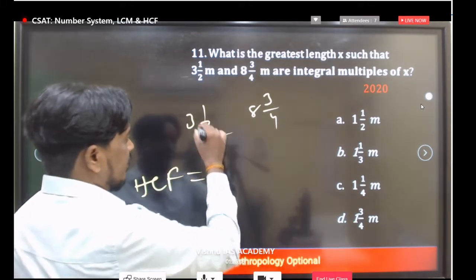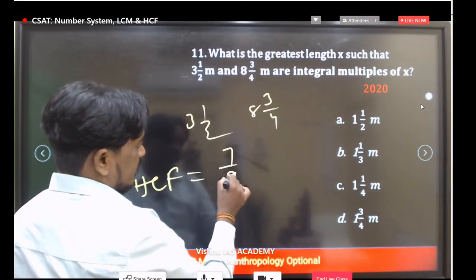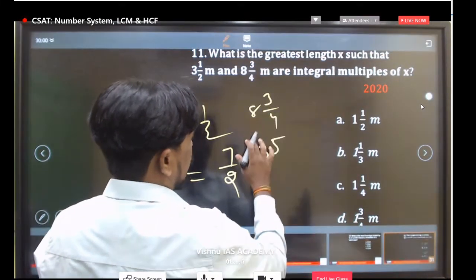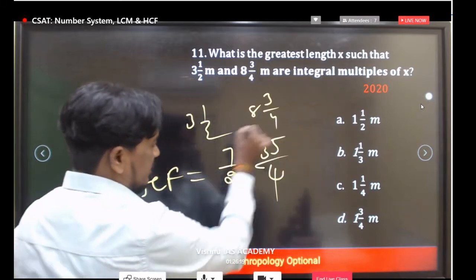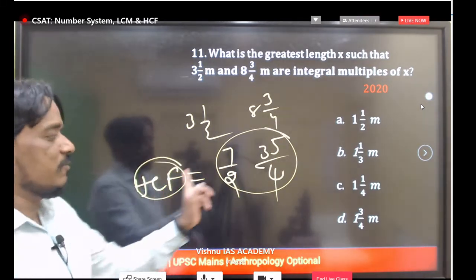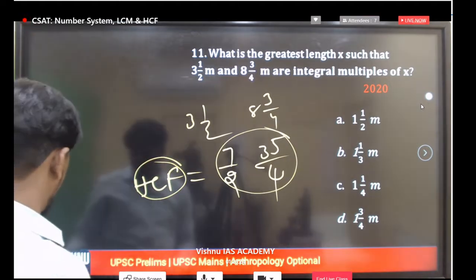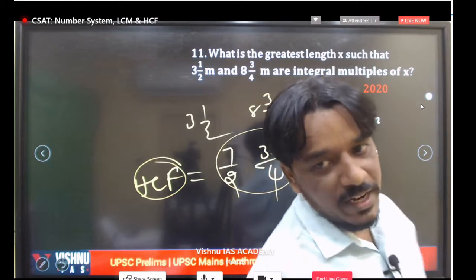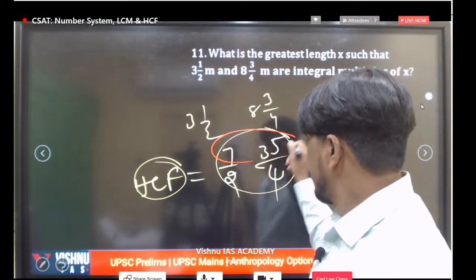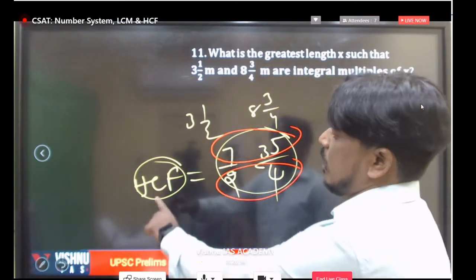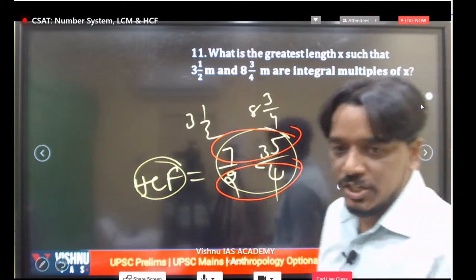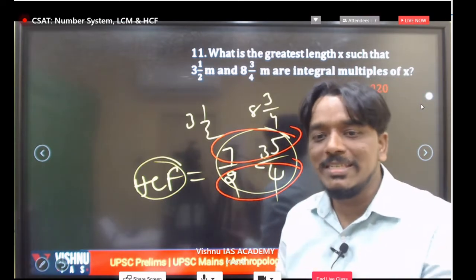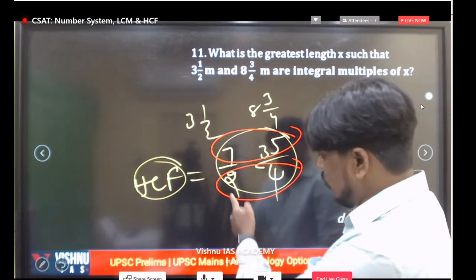So what we are getting actually here, 7 by 2, 32 plus 3, 35 by 4. For these two, you have to take HCF of these two fractions. Just simplify that, you will get the answer. HCF of 7, 35 and 2, 4. So what is the formula for HCF of a fraction? HCF of a fraction is HCF of the numerators by LCM of the denominators, 2 and 4.